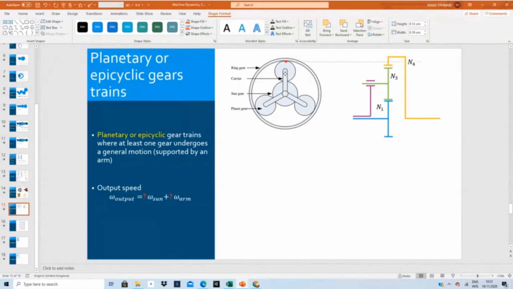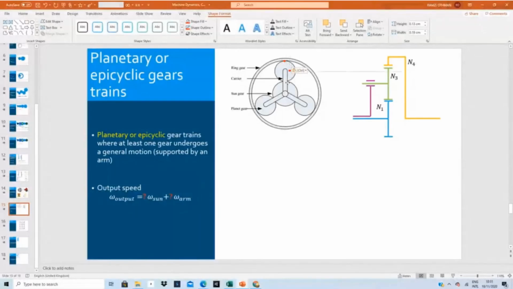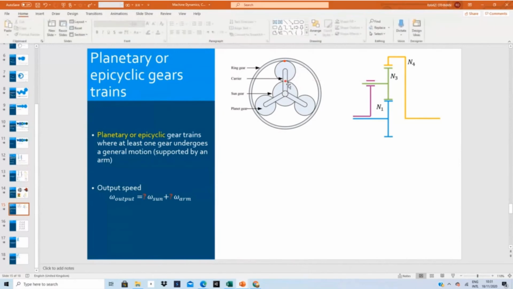I have two contacts. At this contact point, there is no slipping. And the second point, which is not on the arm, is the contact between the sun and the planet. They are also meshed together, so there is no slipping. If I consider this point and this point, where there is no slipping and the velocities from the two sides are equal, I will have two equations. I can solve them and find omega of the planet and omega of the ring.